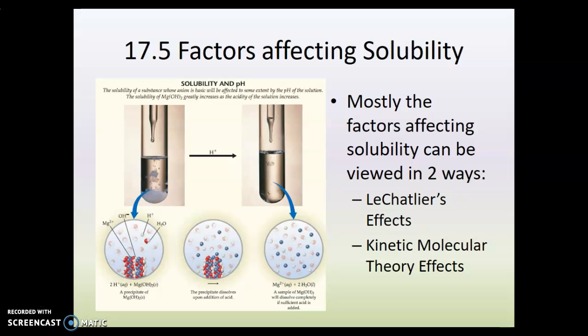Now there are some factors affecting solubility that are important. Most of them are viewed as Le Chatelier's principle effects or kinetic molecular theory effects, like particles in motion. So hopefully you understand Le Chatelier's principle so that you can understand how this works. This is another illustration of amphoterism. We talked about that before, how metal oxides and metal hydroxides change their solubility depending upon the pH, and that's Le Chatelier's principle.